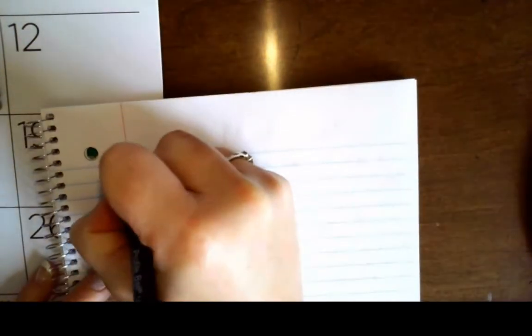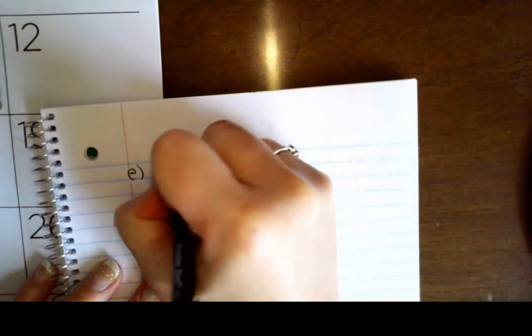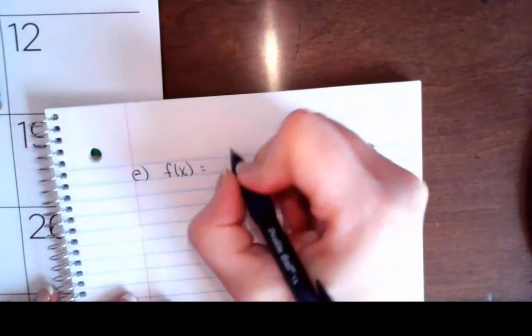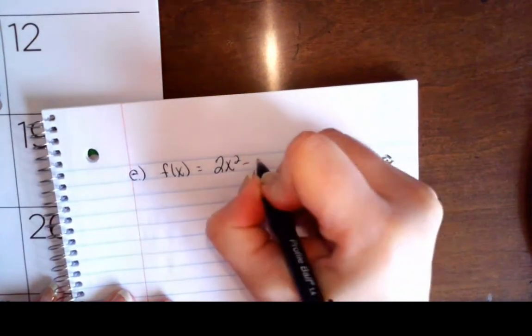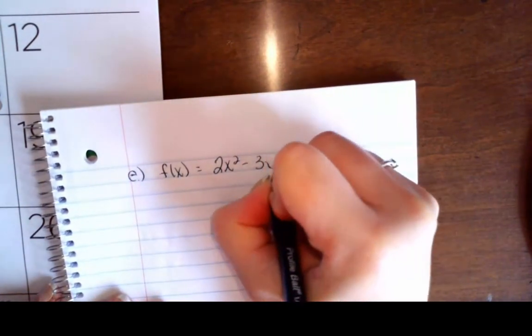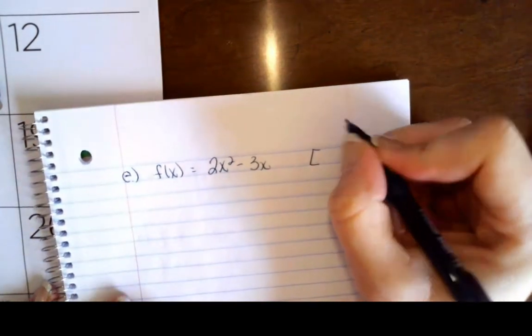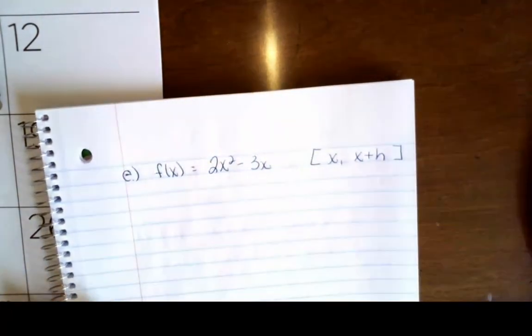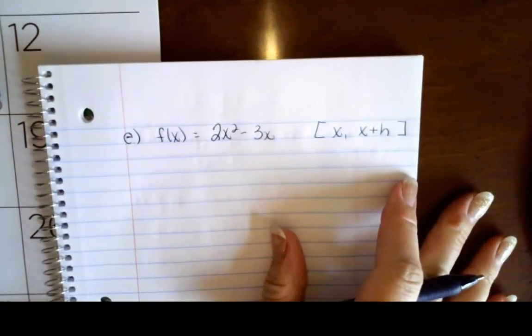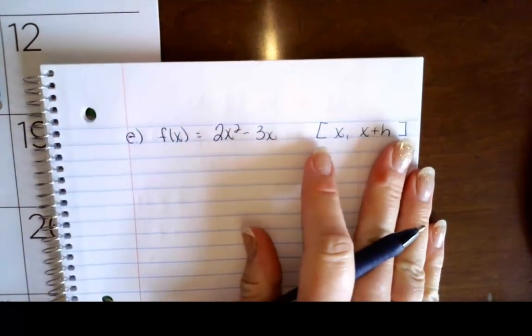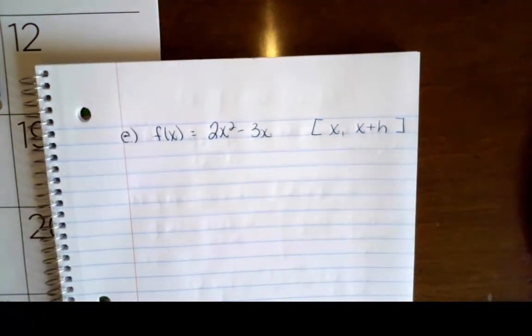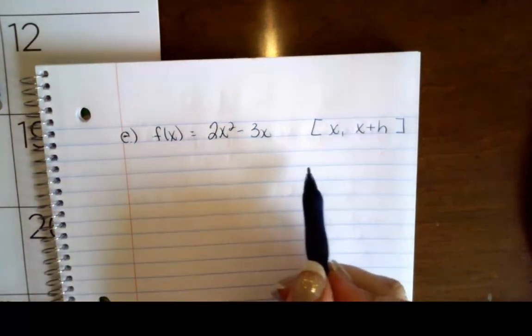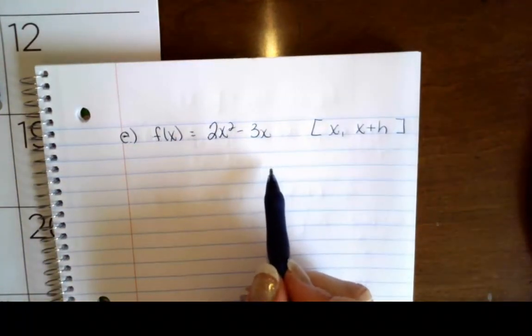So the last example that we're going to do is going to be all variables. So I have f of x equals 2x squared minus 3x, and I'm going to be on the interval from x to x plus h. So this time I don't have any constants whatsoever. All I have is variables, which means I'm going to return a formula to you when we find the average rate of change.